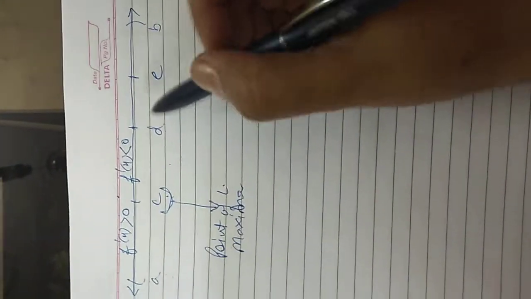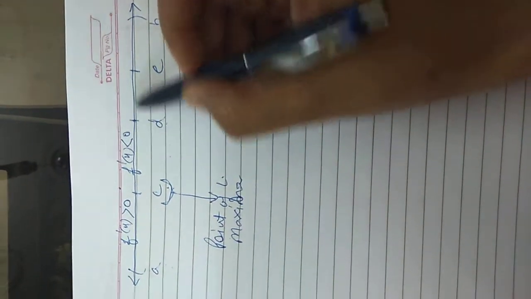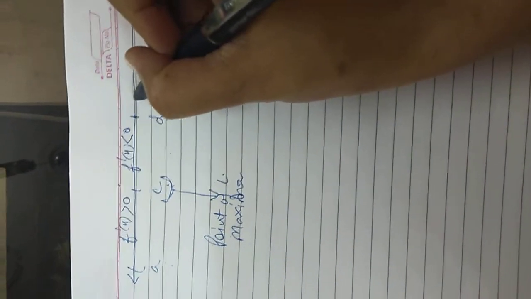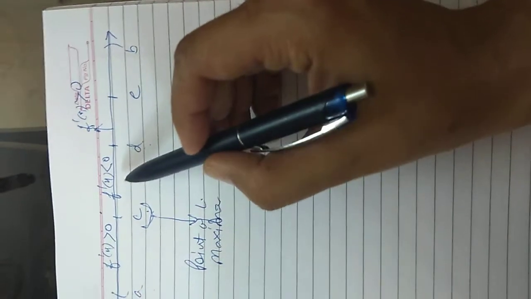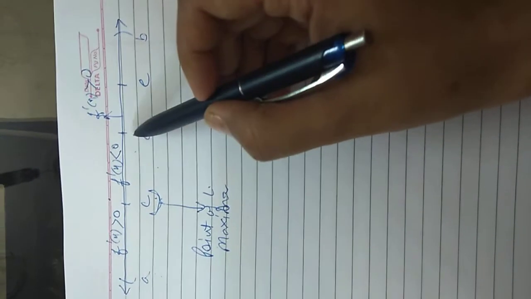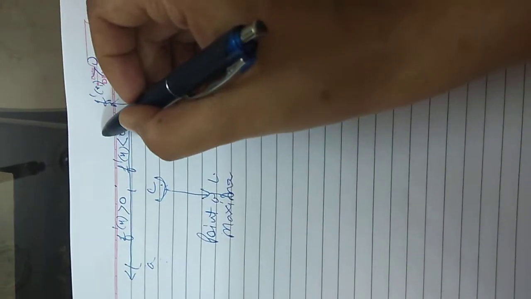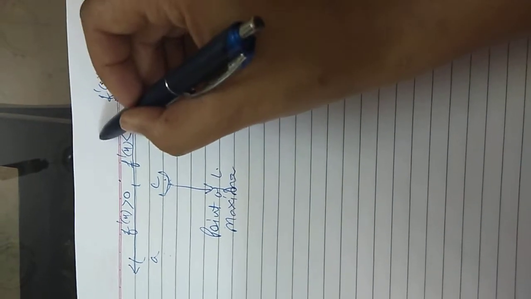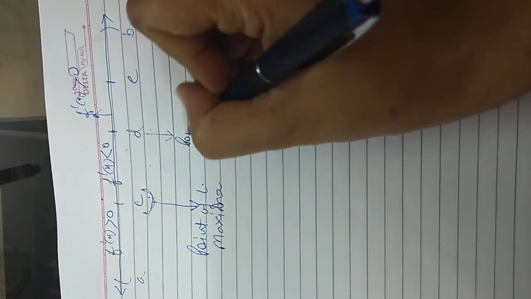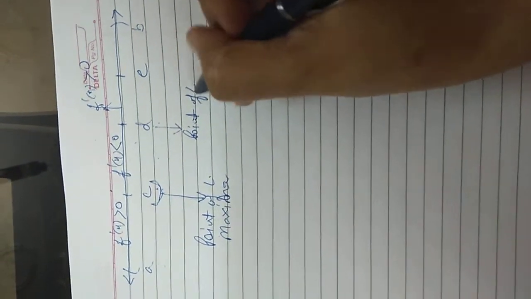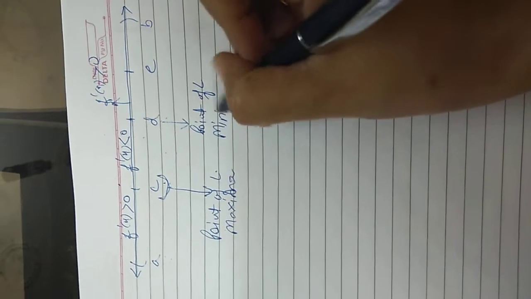Okay, and here before d, the derivative is negative, that means the curve is falling down, getting the least value, and after d it has started going up, right? So this point d will be called the point of local minima, where we will get the minimum value.